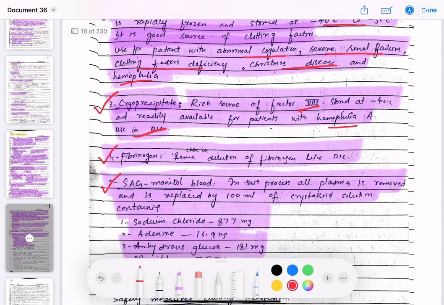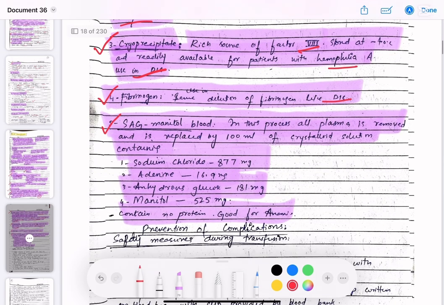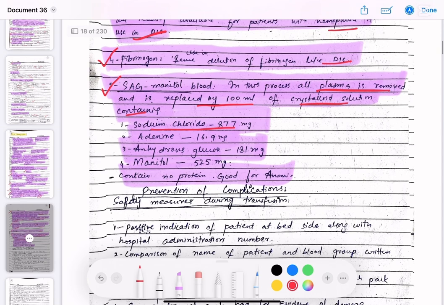In SAG mannitol blood, all plasma is removed and replaced by 100 ml of crystalloid solution containing sodium chloride, which is 877 milligrams. It also contains adenine, anhydrous glucose and mannitol.